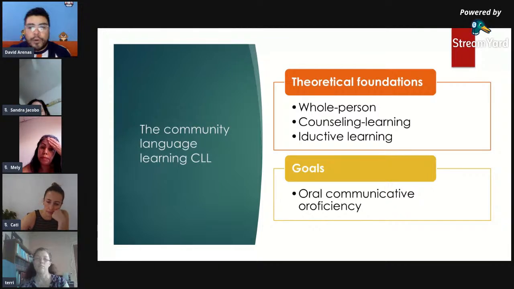So everything that has to do with this started in the CLL.